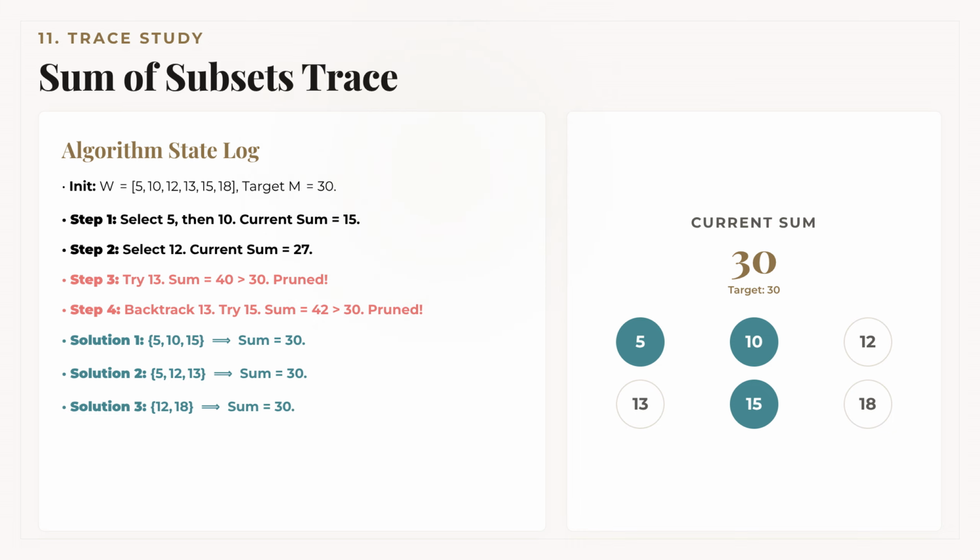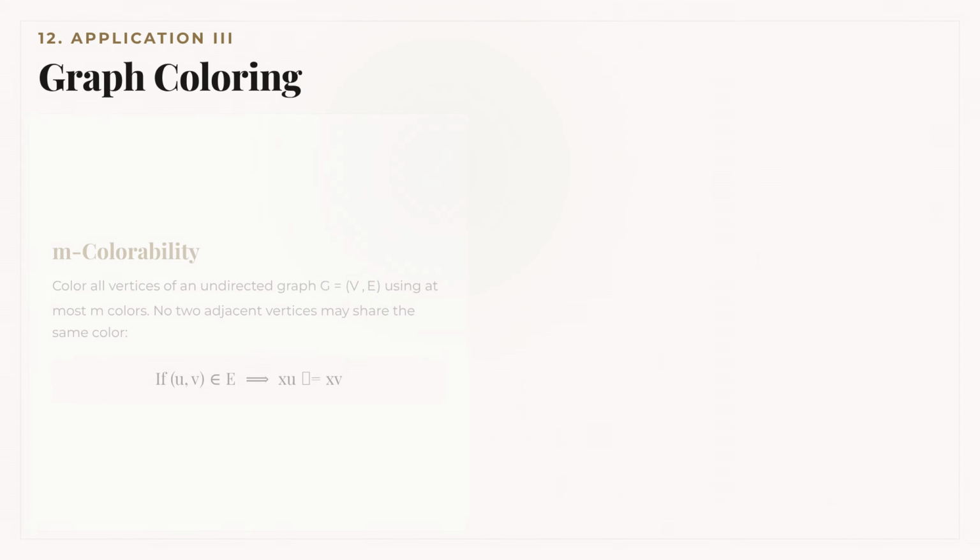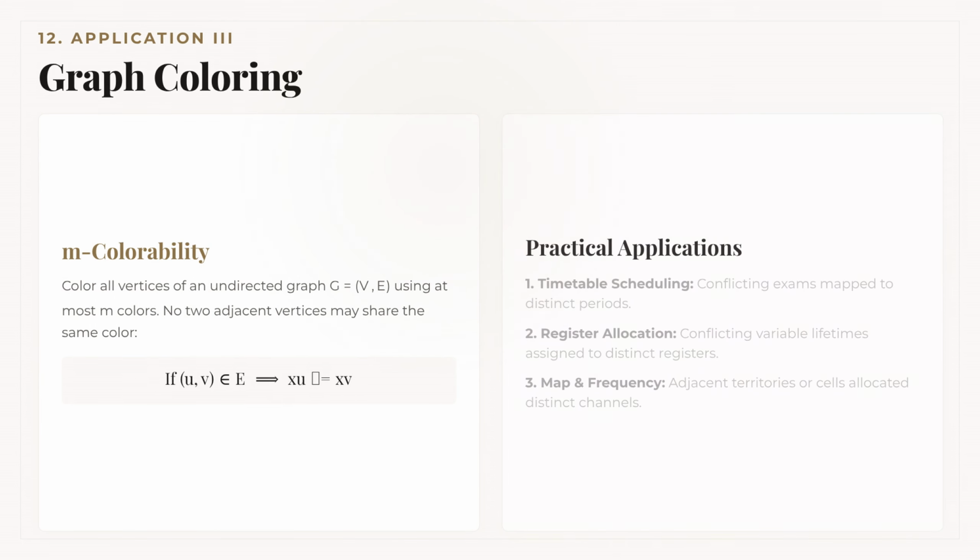Now, let us discuss graph coloring. Graph coloring is another classic backtracking problem. Suppose we have a graph with several vertices connected by edges. Our objective is to color the vertices using at most m colors. The important condition is that no two adjacent vertices should have the same color.